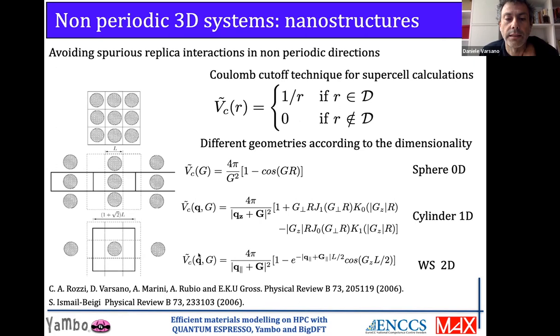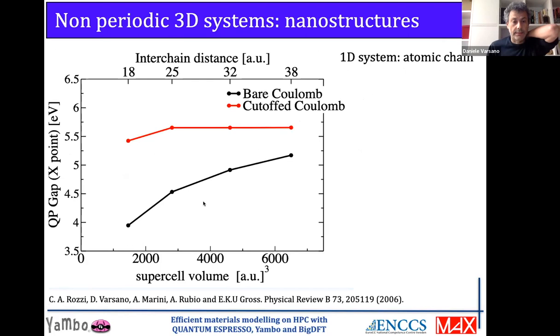And this is an example for 1D systems, and you can see that using this potential speeds up the convergence with respect to the volume of the supercell a lot. Otherwise, the convergence is very, very slow.